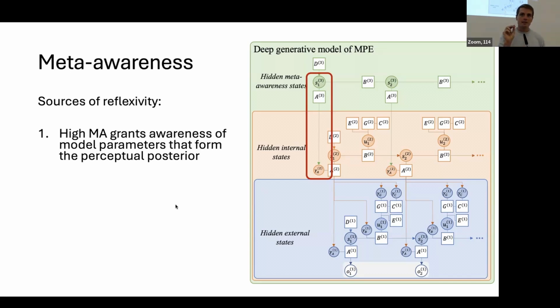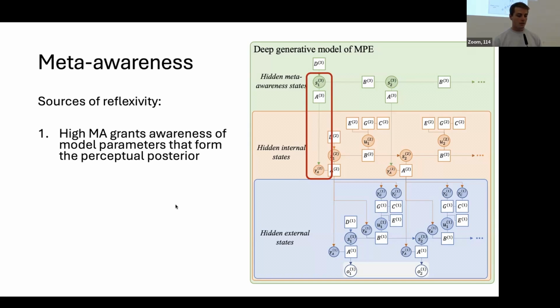So by increasing this parameter, by making this precision high, what you're giving the agent is the ability to perceive the parameters of its generative model. Now, the parameters of the generative model are what come together to form the posterior distribution. They are part of the inferential process. And so by perceiving the parameters of the inferential process, what the agent is becoming aware of is the process of becoming aware of their experience. So there's already a bit of reflexivity there. They're aware of the emergence of the posterior, or the parameters that are going into the emergence of the posterior.